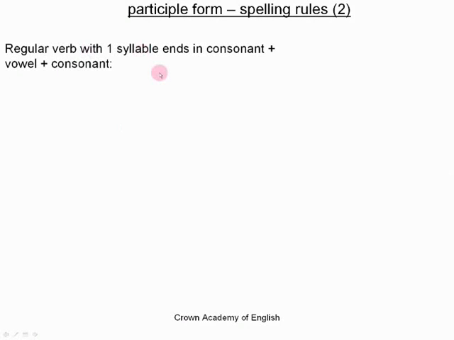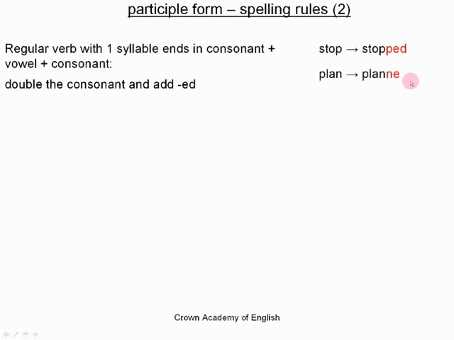Regular verbs with one syllable ending in a consonant, a vowel and a consonant, double the consonant and add ed. I have stopped. I have planned. So we double the p and add ed.